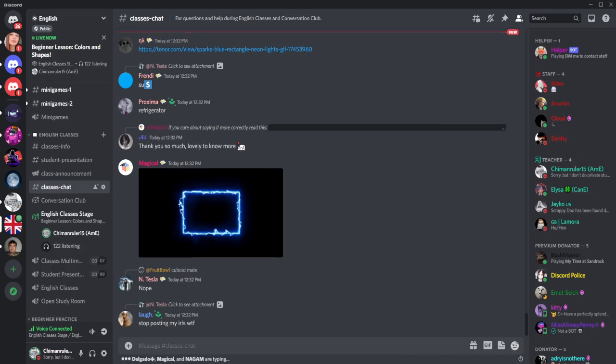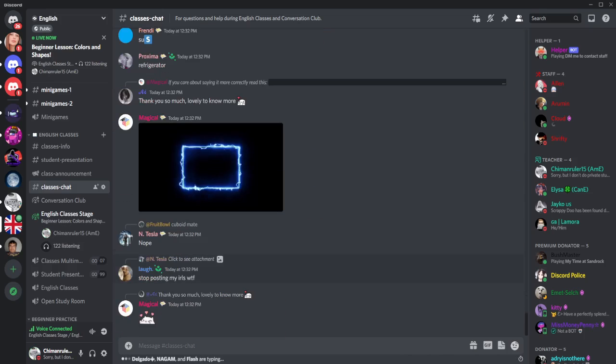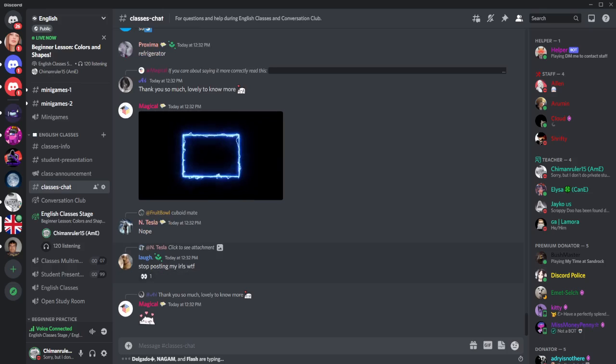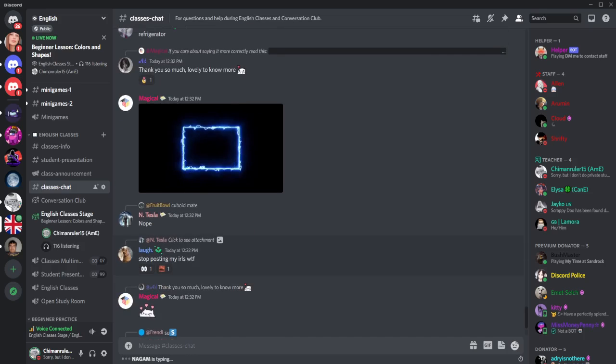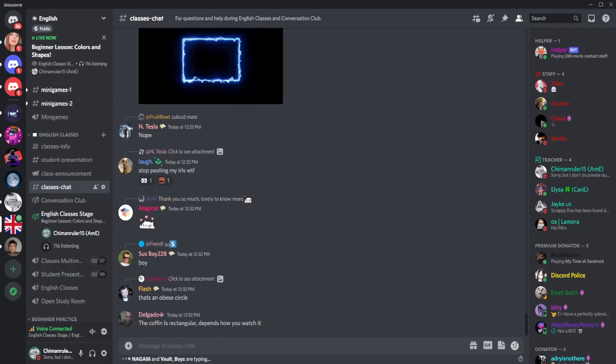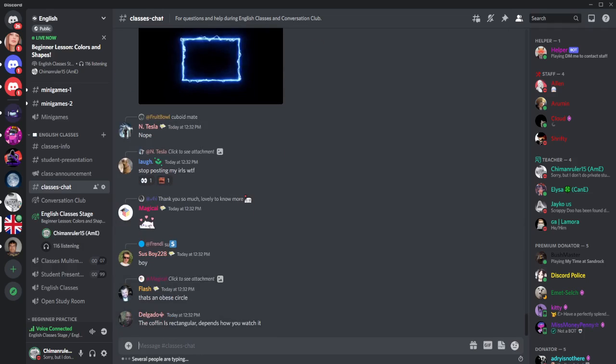A cuboid, I mean, that's another name for it, really. For a rectangular prism. Okay. Alright, well, you guys get the idea. Oh, a poster, yeah, very good. But anyway.